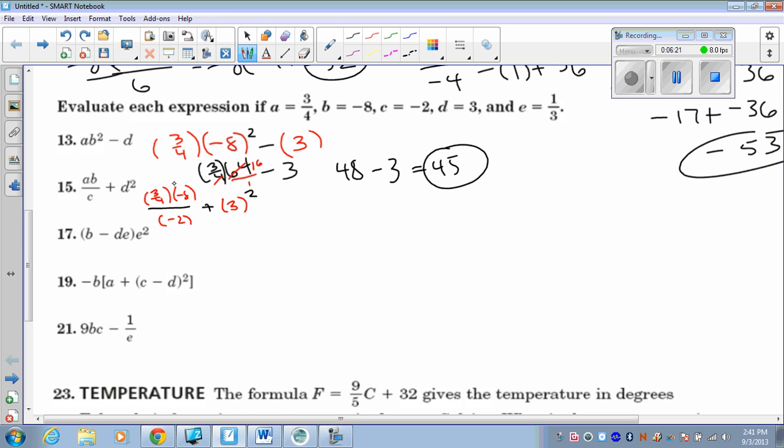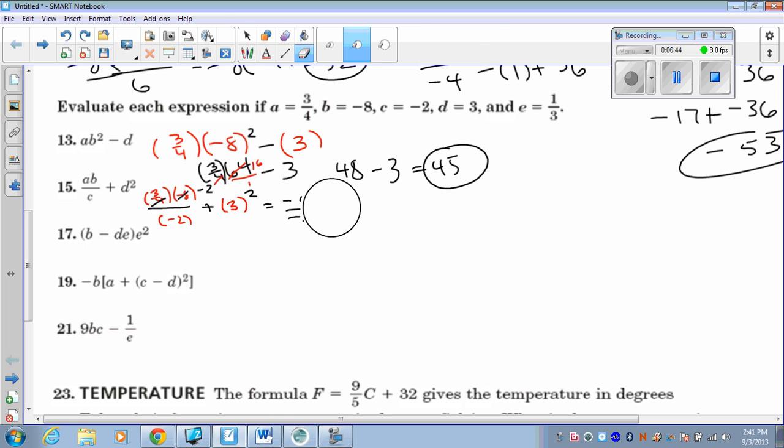Alright, so given our fractions, think of -8 as -8 over 1. So I'm going to simplify the -8 on top with the 4 on the bottom. That gives me just regular old -2. So 3 times -2 is -6 over the -2.